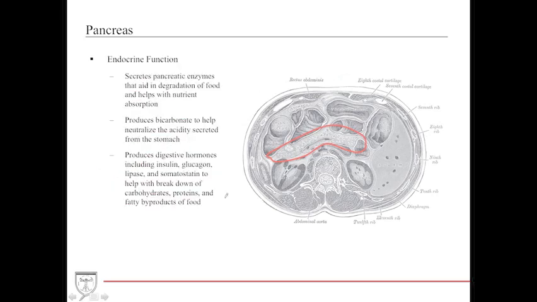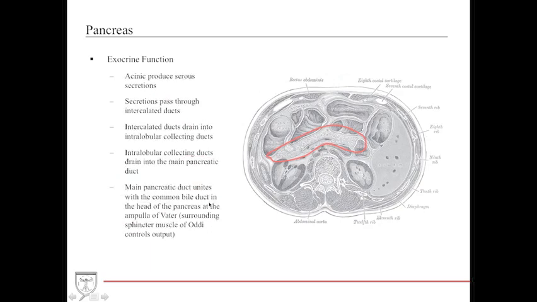So now we're going to discuss the endocrine function of the pancreas. The pancreas secretes pancreatic enzymes that aid in the degradation of food and also help with nutrient absorption. It produces bicarbonate and secretes it to help with the neutralization of the acidity that is secreted from the stomach. It also produces digestive hormones including insulin, glucagon, lipase, and somatostatin that help with the degradation of carbs, proteins, and other fatty byproducts in your food.